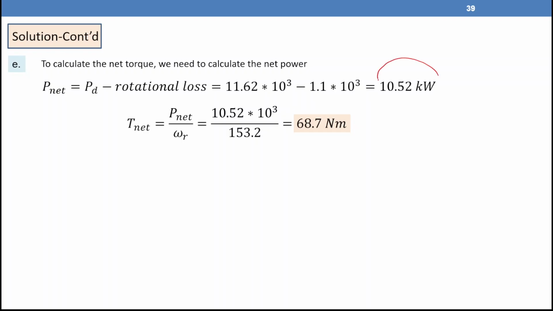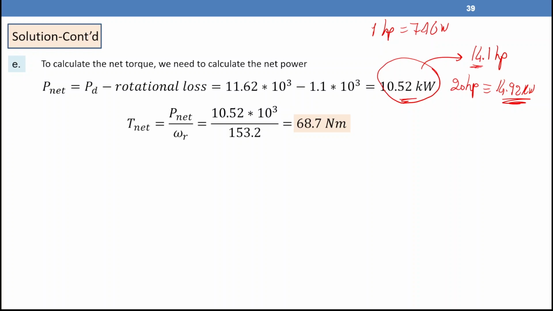But I need to focus on this value. So 10.52 kilowatt, how many horsepower is that? We know that 1 horsepower equals 746 watt, so that is equivalent to 14.1 horsepower. And the motor is rated at 20 horsepower. So 20 horsepower is equivalent to 14.92 kilowatt. Look at this value and this value. Definitely the motor is not operating at the rated power. Now the motor is operating at 14 horsepower while the motor rated power is 20 horsepower, so we can load the motor more, up to 20 horsepower.